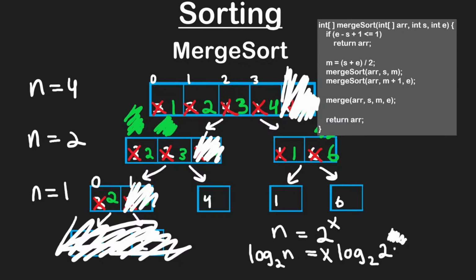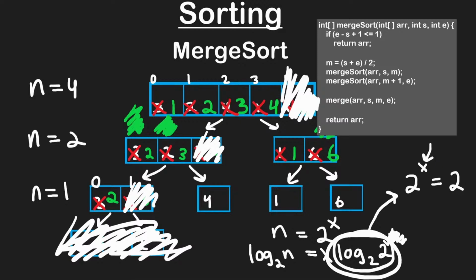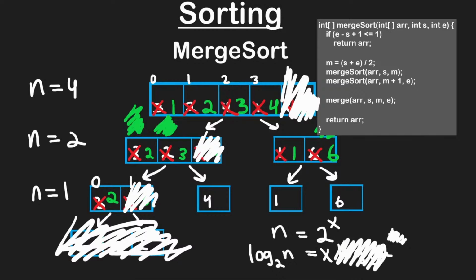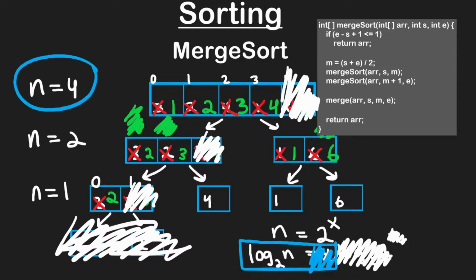Now, log base 2 of 2 is the same as saying 2 to the power of what is going to be equal to 2. Well, 2 to the power of 1 is equal to 2. So this whole thing, log base 2 of 2, simplifies to be 1 is what I'm getting at. So what I'm saying is we already solved for x. x is equal to log base 2 of n. So what I'm saying is if we have a number n equals 4 or any number, how many times can we divide it by 2 until it's equal to 1? Well, our answer is log base 2 of n.